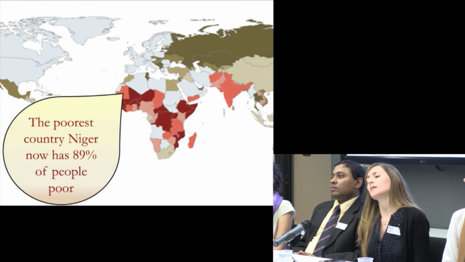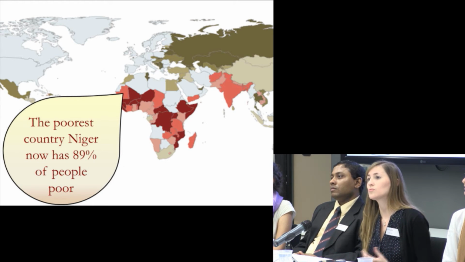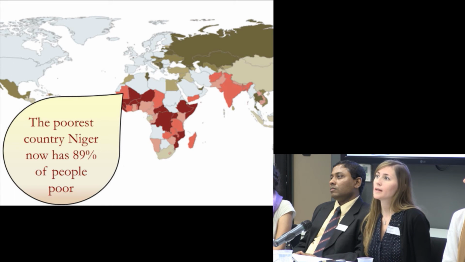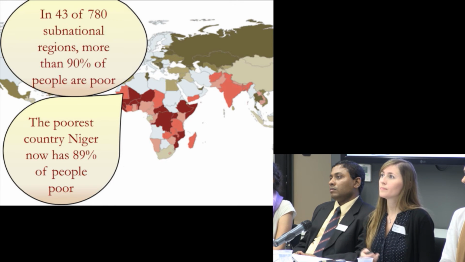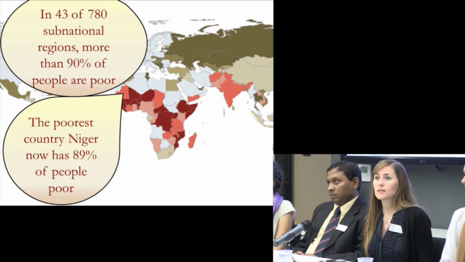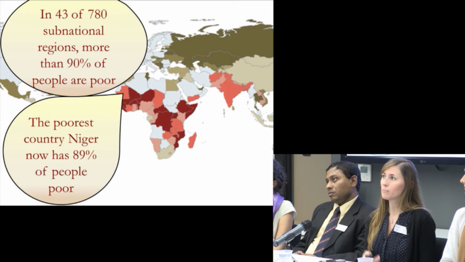Niger is once again the poorest country in the whole set. It has been updated with new 2012 data, and we are now finding that 89% of the whole population in the country is multidimensionally poor. This means that now we don't have any country in the data set that has more than 90% of its population in a condition of poverty. However, 43 of the 780 subnational regions that we are analyzing do have over 90% of their population living in poverty.